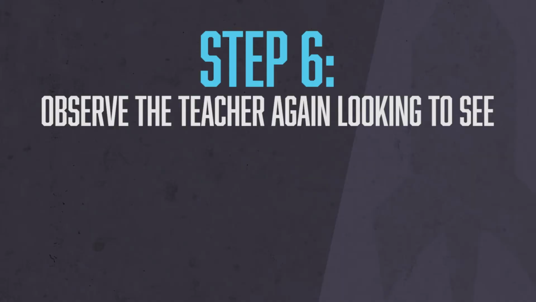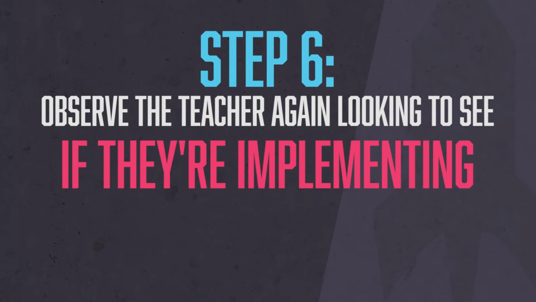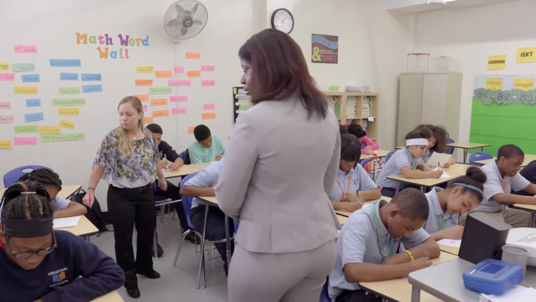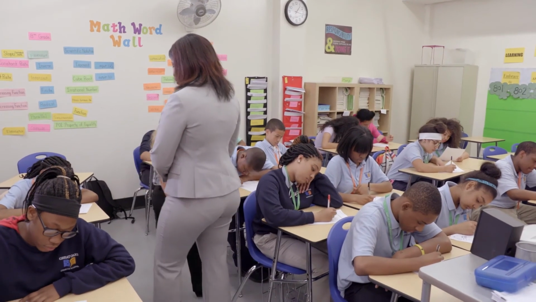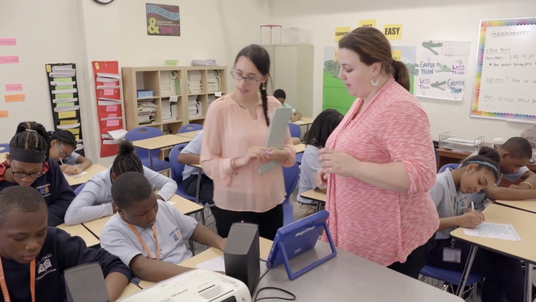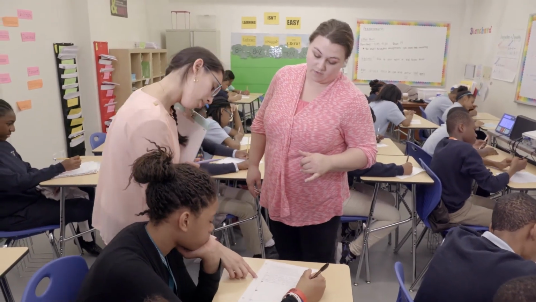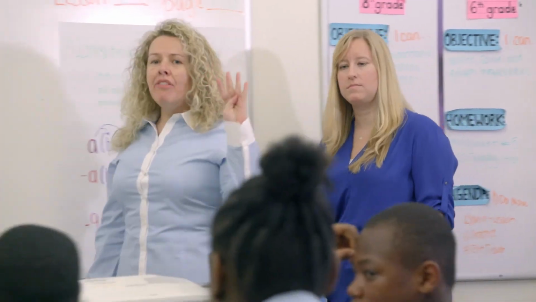Step 6. Observe the teacher again, looking to see if they're implementing the teacher action with fidelity and how that's impacting the weekly student outcome goal. Give the teacher real-time feedback for additional support and make sure to track the student data as well. Using this new data, repeat steps 3 through 6.